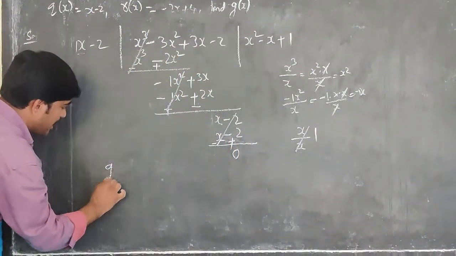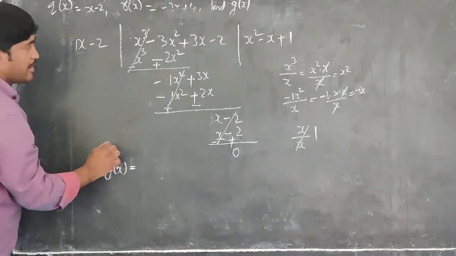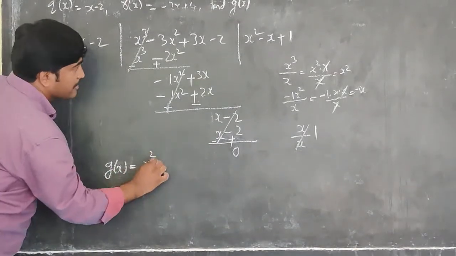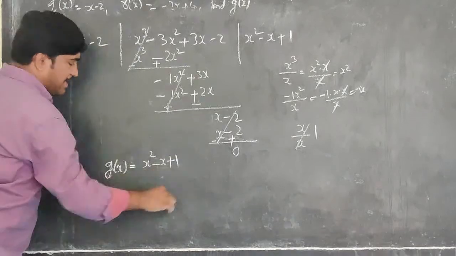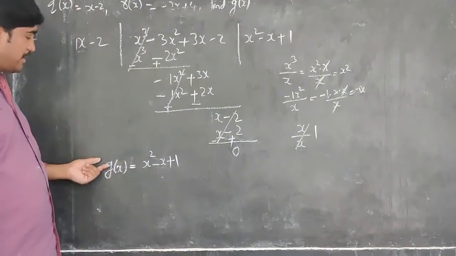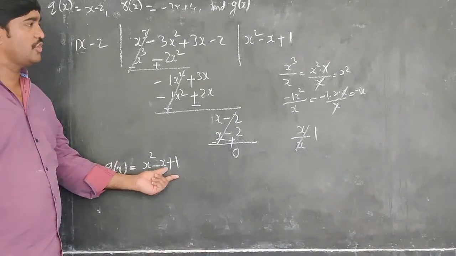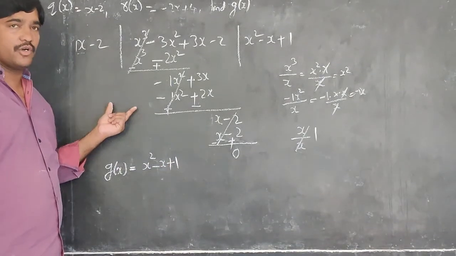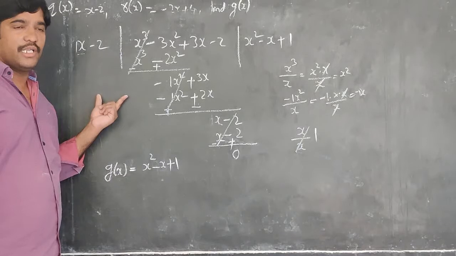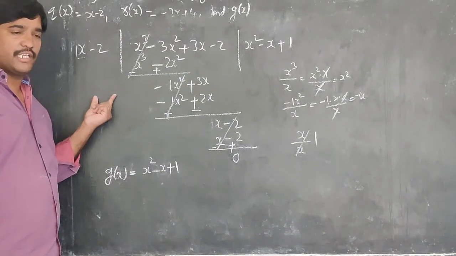Here I can conclude that g of x is nothing but what I have obtained, x square minus x plus 1. So g of x is equal to x square minus x plus 1, the g of x of the problem. This is how we find it by using the division algorithm when a term is not given.